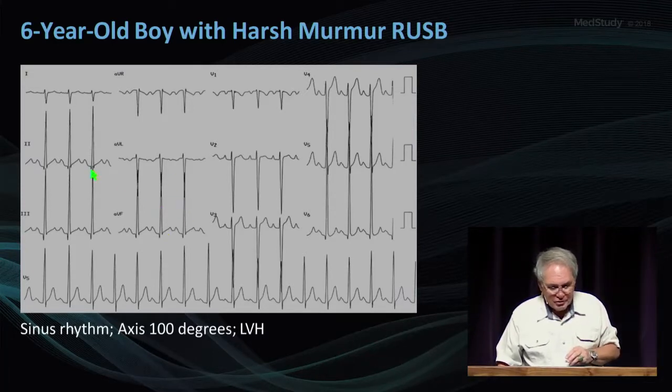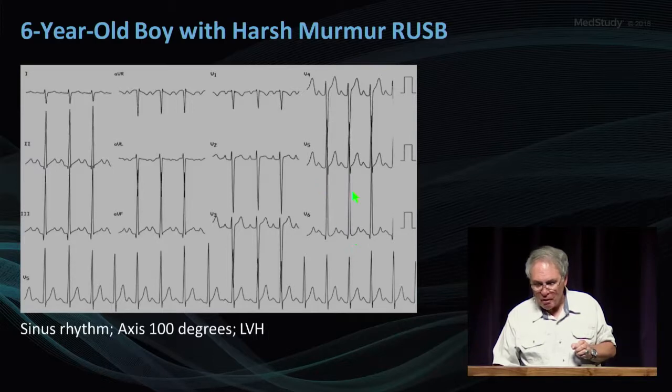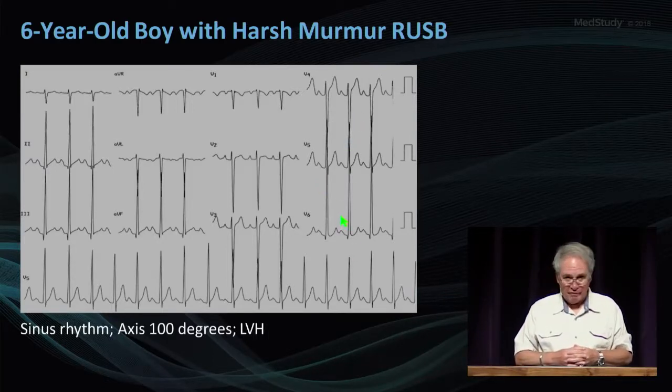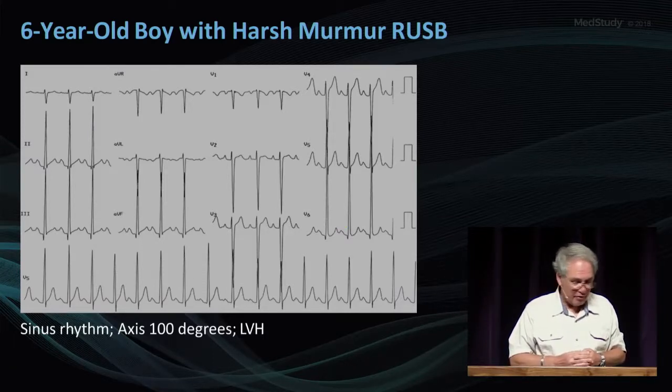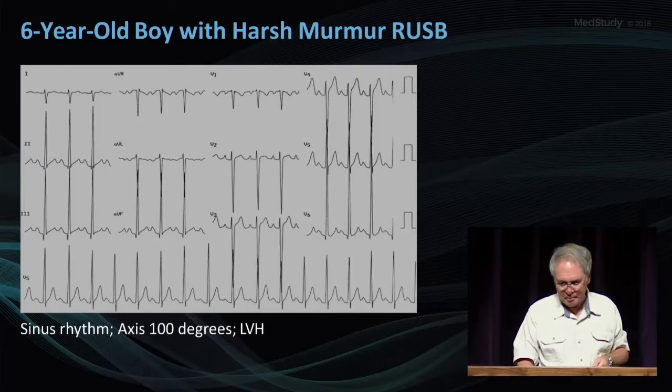Looking at atrial forces, P waves are a little broad, maybe, but what strikes me here is when I look at ventricular forces, I have these enormous R waves in V5 and V6. Remember what I told you about V5 and V6? They provide an excellent look at the left ventricle, so this is left ventricular hypertrophy.